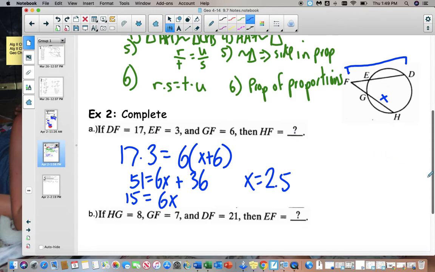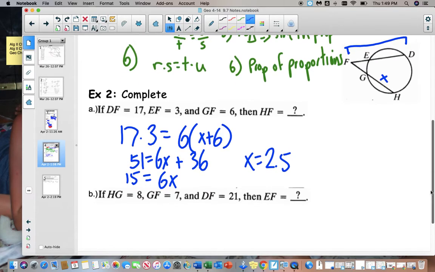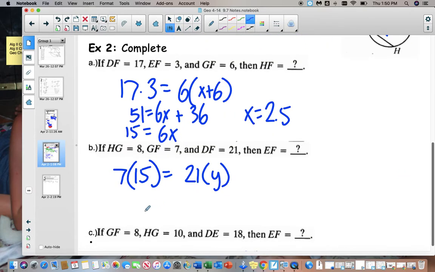Okay. Next, this is the part, so that's times 15 equals DF, so that's 21. In this case, the unknown is out here. Okay, so then we multiply and solve. So 105 equals 21y, so y equals 5.